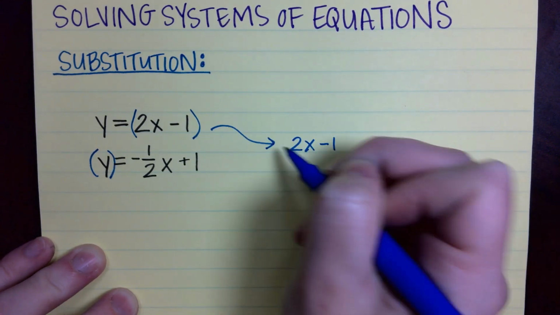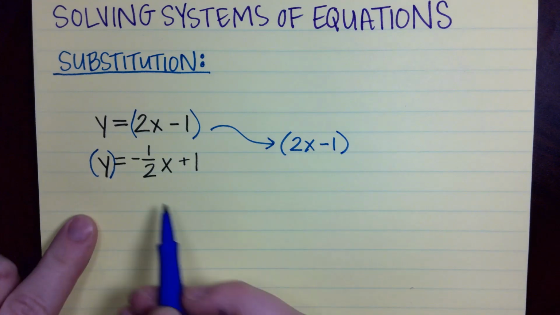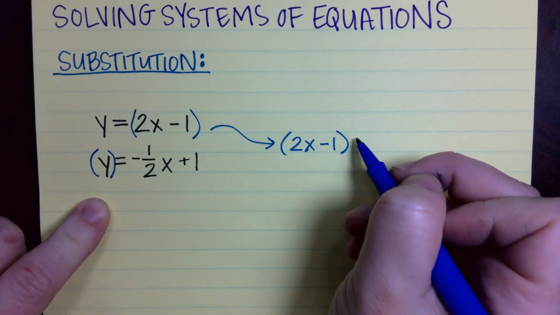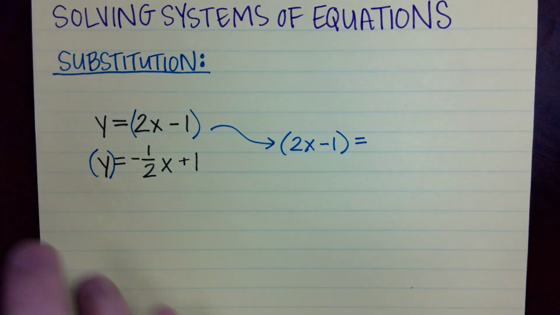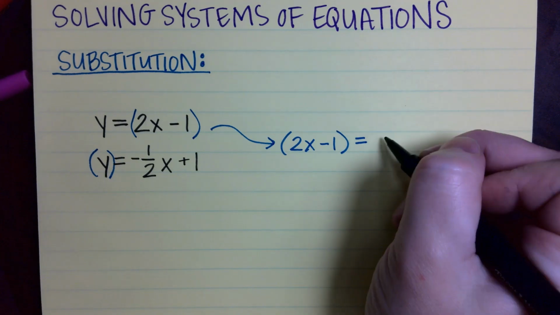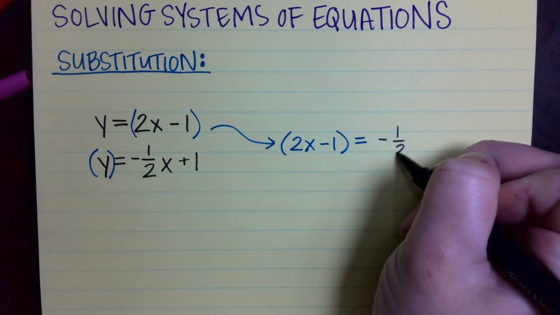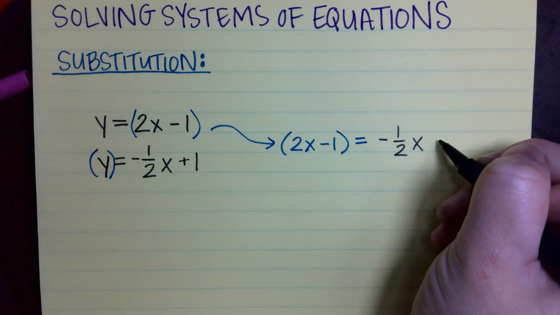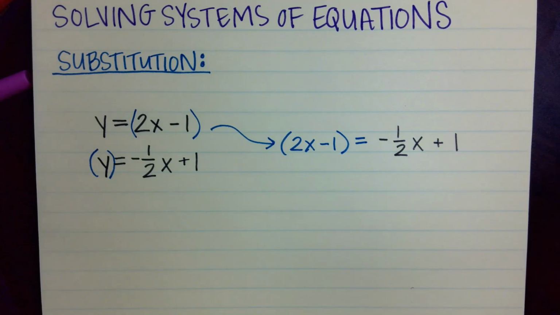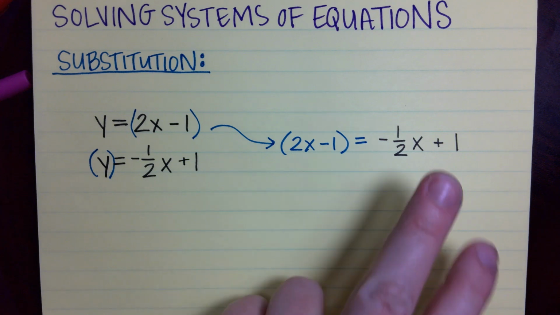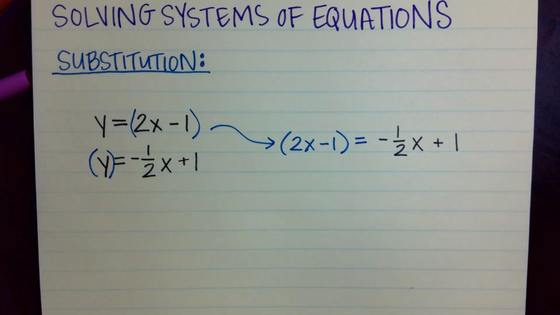2x minus 1, that's what I'm plugging in for y in this equation, equals -1/2 x plus 1. Okay, before we go any further, do you guys see what I did there? You guys see how I was able to put these equal to each other? If you don't, tell me. Okay, you said the -1/2 x is the opposite of 2x, right? Yes, it is. Now that won't matter for this, I was just pointing it out.